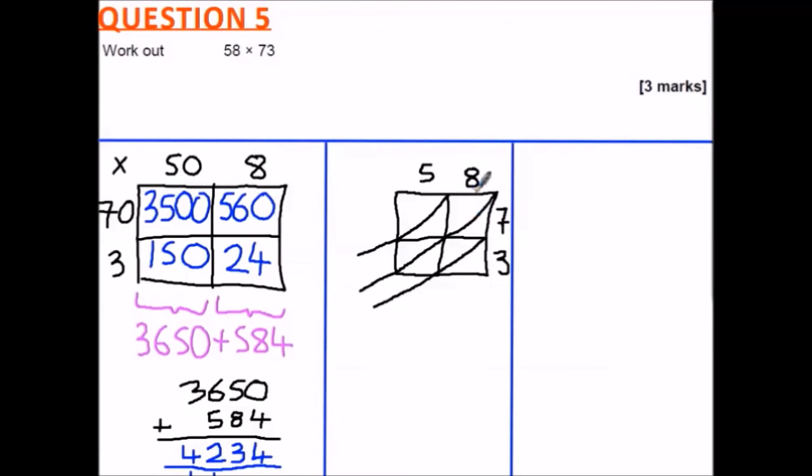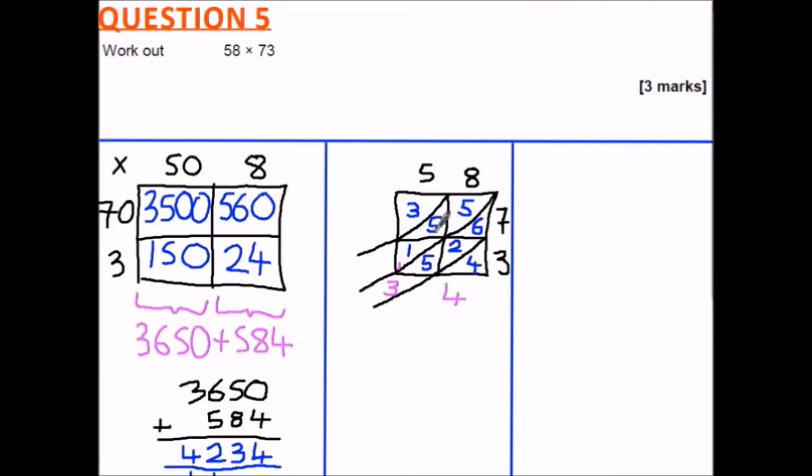So the first one, 8 times 7 is 56. This one here, 5 times 7 is 35. This one, 8 times 3 is 24. And finally, 5 times 3 is 15. Now we add up all these numbers going diagonally downwards. So the first number is 4. And we've got 6 plus 2, which is 8, plus 5, which is 13. So put the 3 there, carry 1 over.